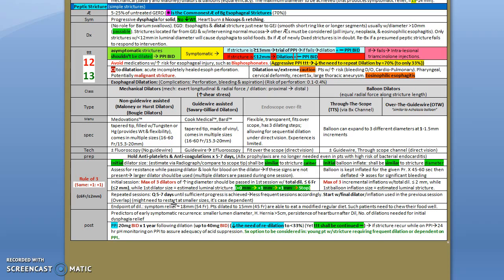Your endpoint of dilatation is symptom relief. Usually you're talking about 18 to 20 millimeters caliber. That would be sufficient and satisfactory. After you treat your patient with the dilatation, you need to place this patient on high-dose PPI for at least 1 year. You might even go up to 40 milligrams BID, which has a proven decrease in the need of repeat dilatation in the future to less than 33%. And that's it for the dilatation for now.